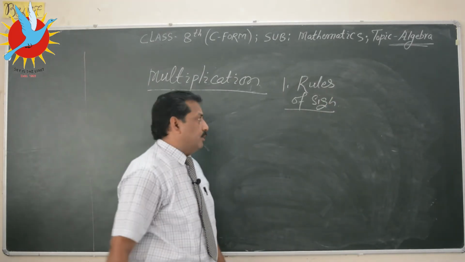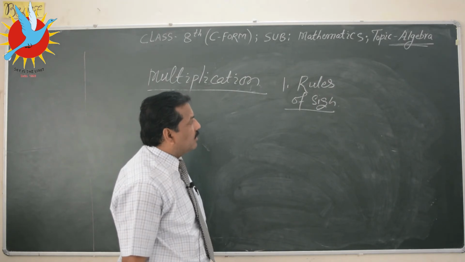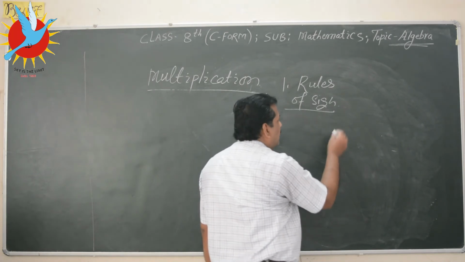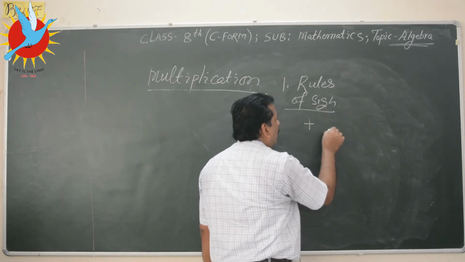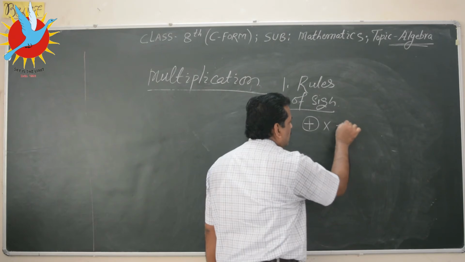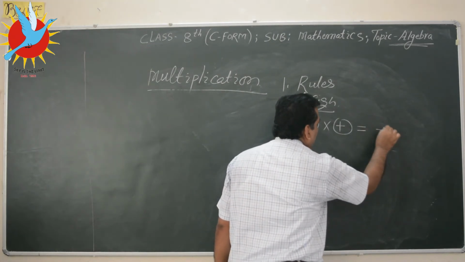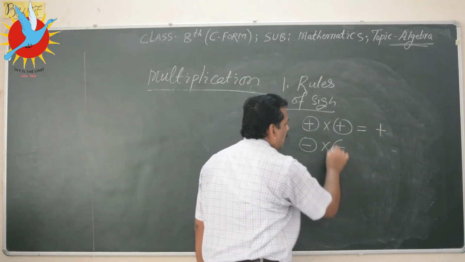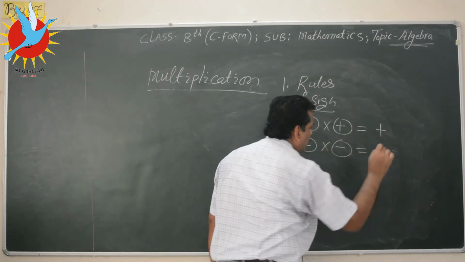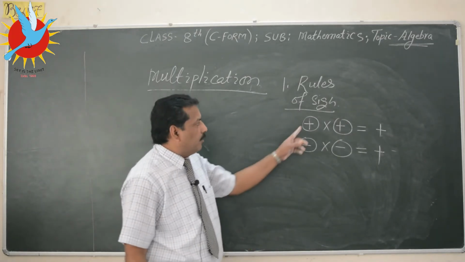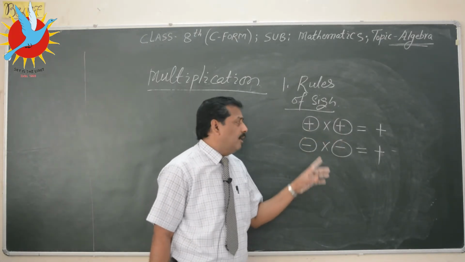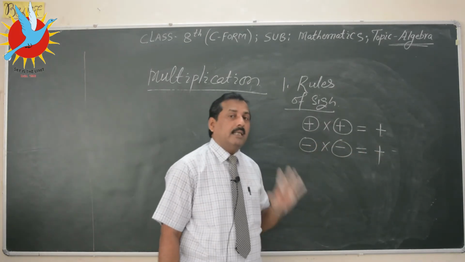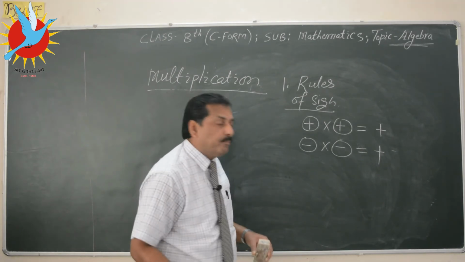So how to decide about the sign while multiplying two algebraic expressions? The rule says that plus multiplied by plus, the answer is plus. If minus is multiplied by minus, the answer is plus. So remember it. Plus into plus is plus. Minus into minus is also plus. That is the rule of multiplication. You have to remember it.